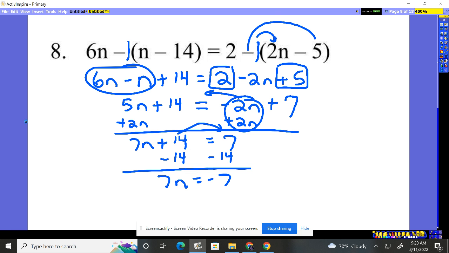7n equals negative 7. So let's now divide by the 7. N equals negative 1 is our final answer. That is the value that we plug in here and here and here, negative 1, not positive 1, that would make both sides of the equation equal to one another.